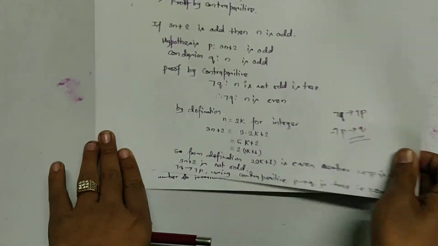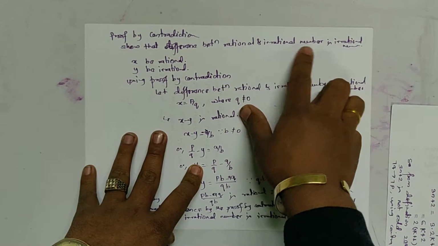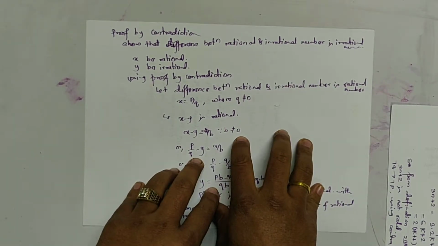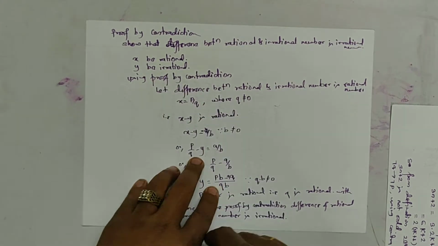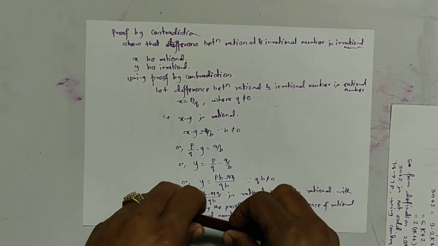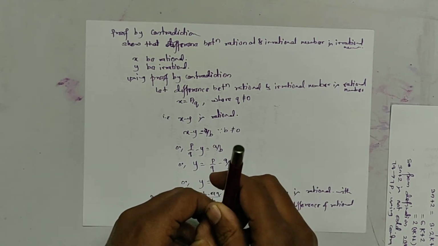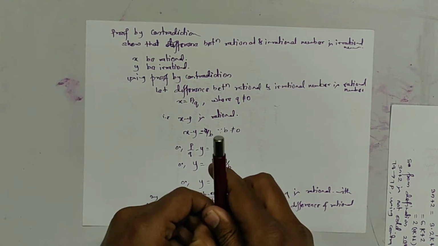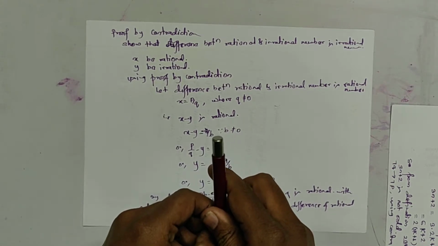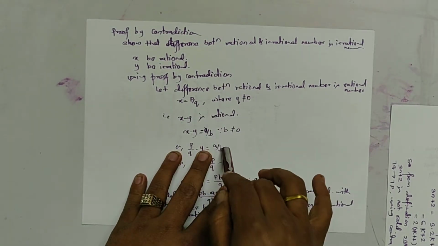So let us consider an example: the sum of a rational and an irrational number is irrational. Let x be rational and y be an irrational number. So we use proof by contradiction. In contradiction, we have to negate the conclusion if it is in the form of an implication, and we negate the statement if it is not in the form of an implication.